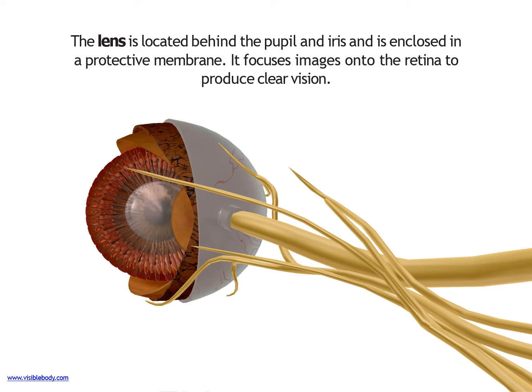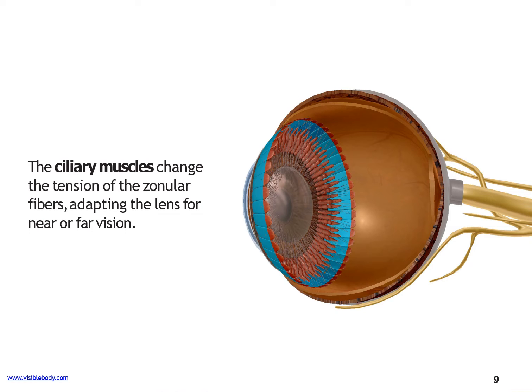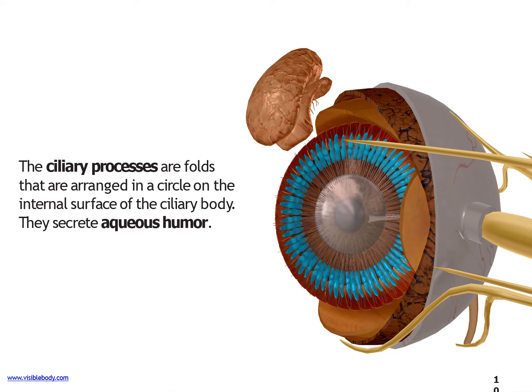The lens is located behind the pupil and iris and is enclosed in a protective membrane. It focuses images onto the retina to produce clear vision. The ciliary muscles change the tension of the zonular fibers, adapting the lens for near or far vision. The ciliary processes are folds that are arranged in a circle on the internal surface of the ciliary body. These secrete aqueous humor.